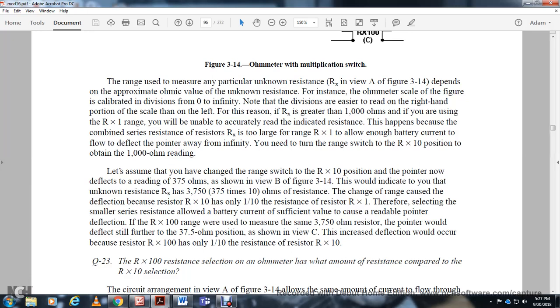Therefore, selecting the smaller series resistance allows sufficient battery current to flow to give a readable pointer deflection. The R times 100 range would give the measurement of a 375,000 ohm resistance. The pointer would deflect still to the 37.5 ohm position. From view C, this increased deflection would occur because the R times 100 range has only one tenth of the resistance of the R times 10 range.